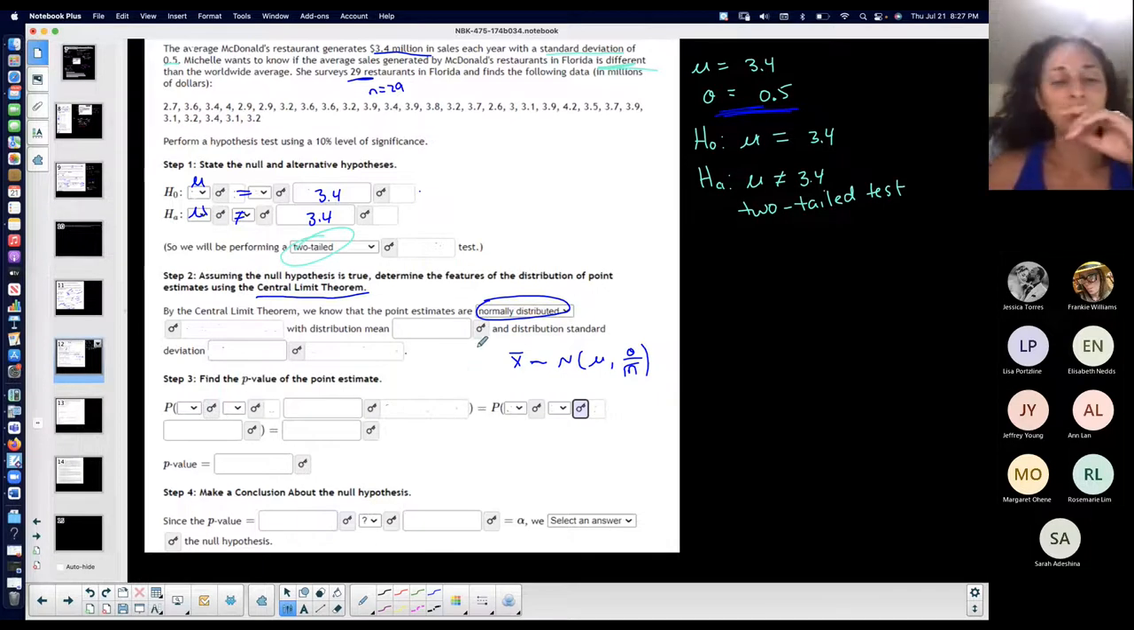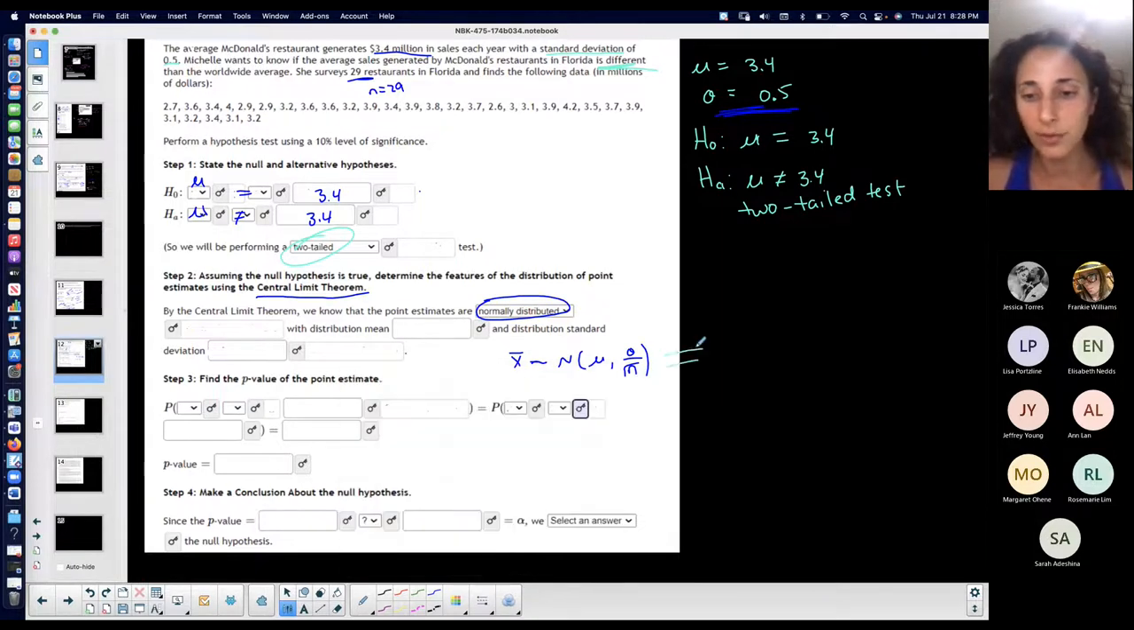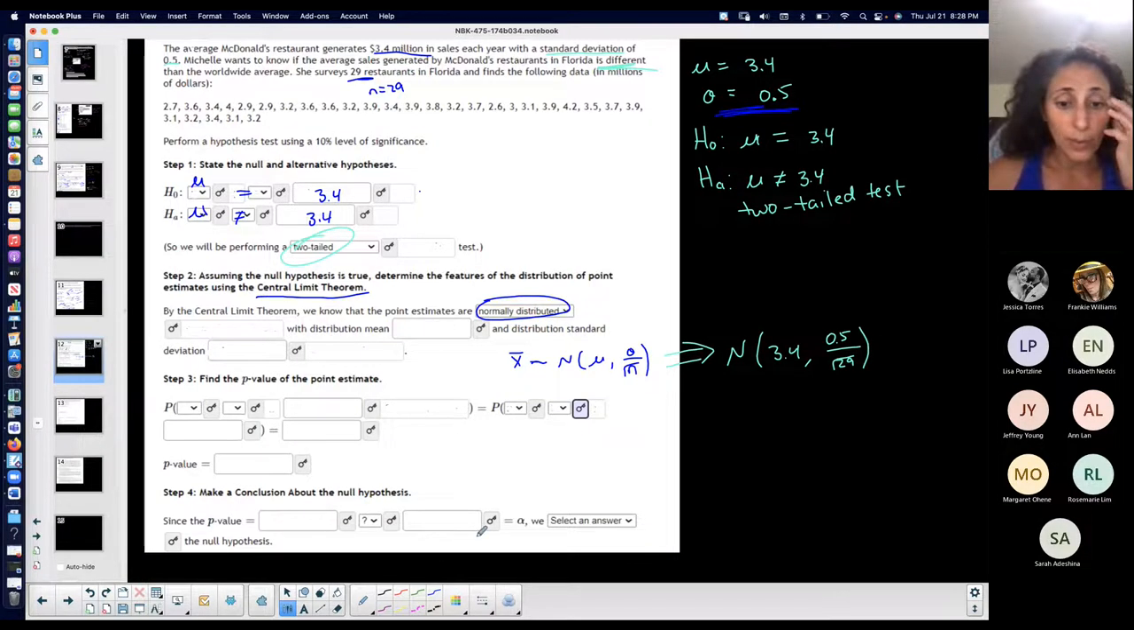Okay, yeah. So by the central limit theorem, we know that the point estimates are normally distributed. So this is the answer to that. With distribution mean blank. So we're going to follow this now. So let's calculate this stuff. The mean is mu, 3.4, and the standard deviation is going to vary because we're on the distribution of the averages. So sigma is 0.5 divided by the square root of n. Where was n? 29, square root of 29. So that's what I'm going to input here.